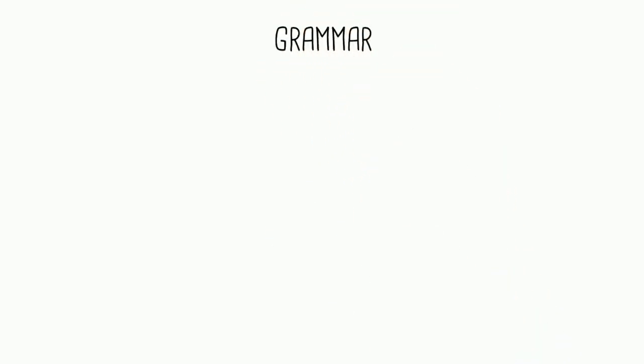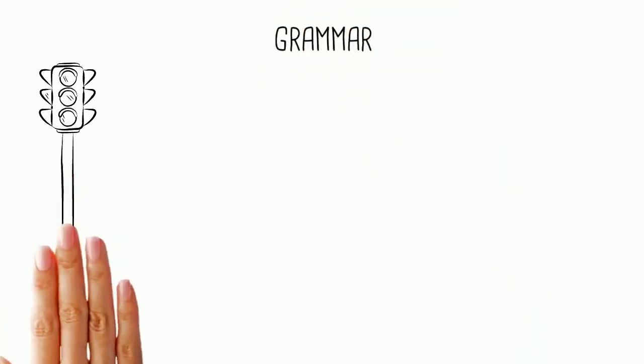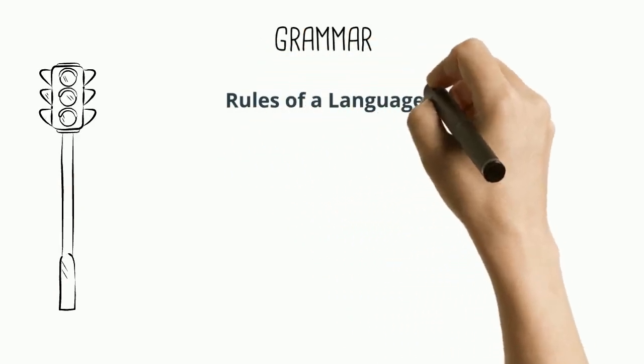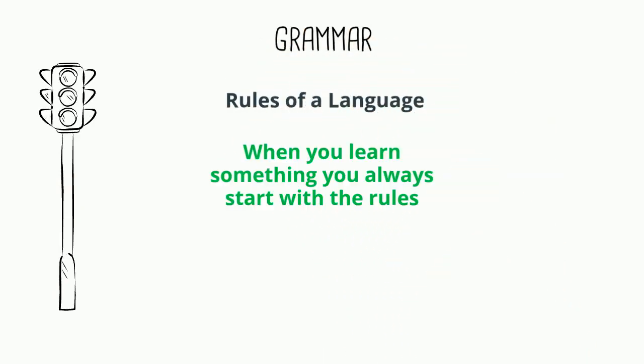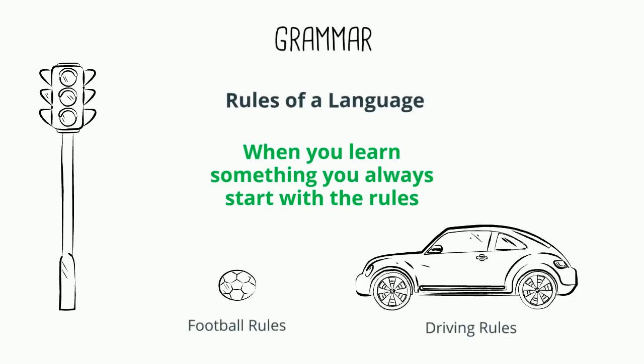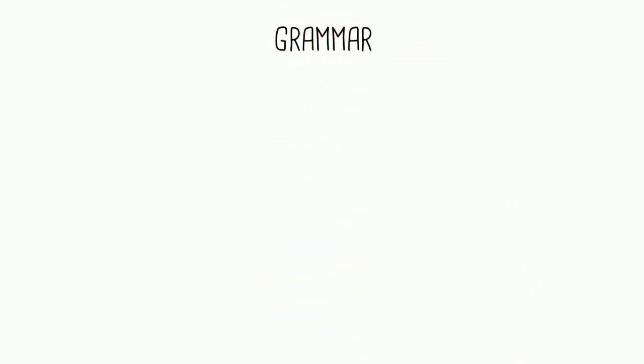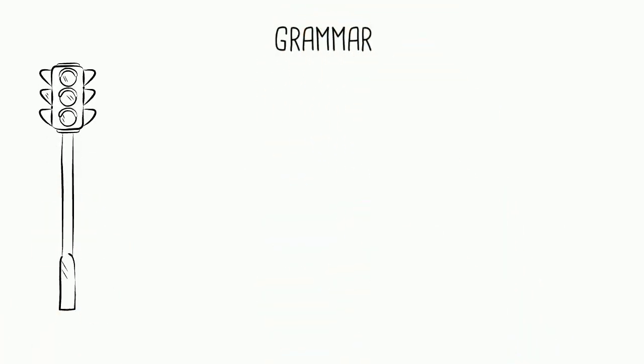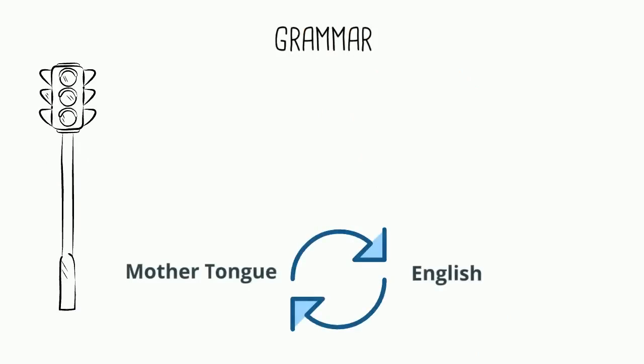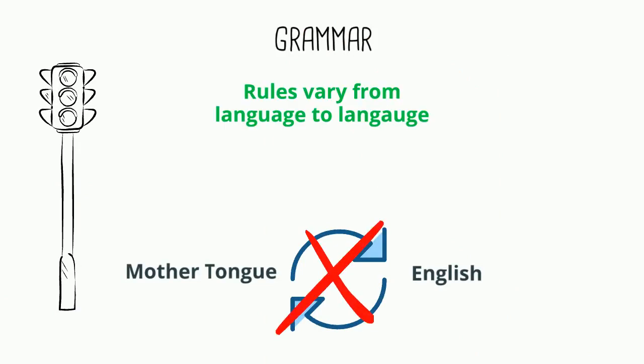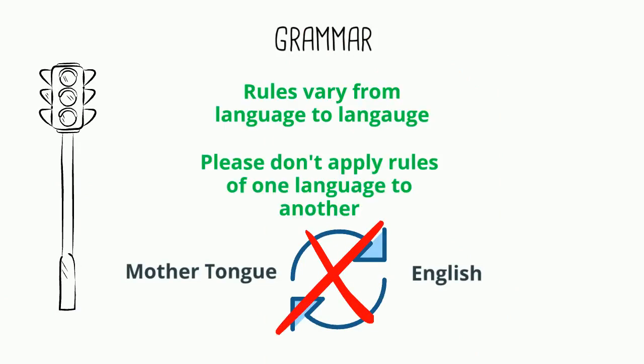What is grammar? Grammar essentially refers to the rules of a language. When you learn something, you always start with the rules, be it a language, learning how to play football or any other game, or learning how to drive. We always start with the rules. People who want to learn English try to apply their mother tongue rules to English, and most of the time it doesn't work. That's because rules vary from language to language. Every language is unique, and so are its rules.